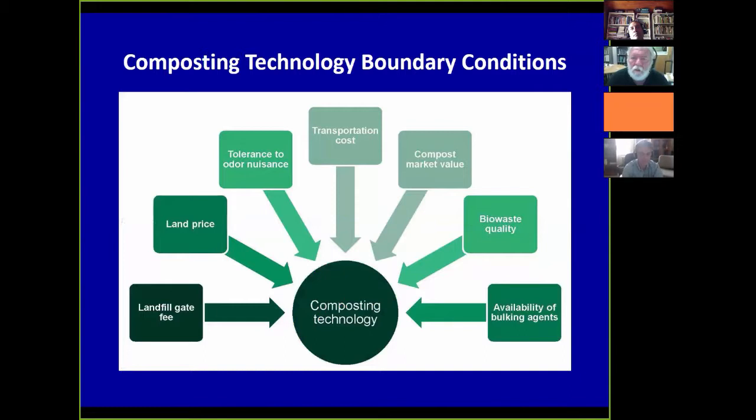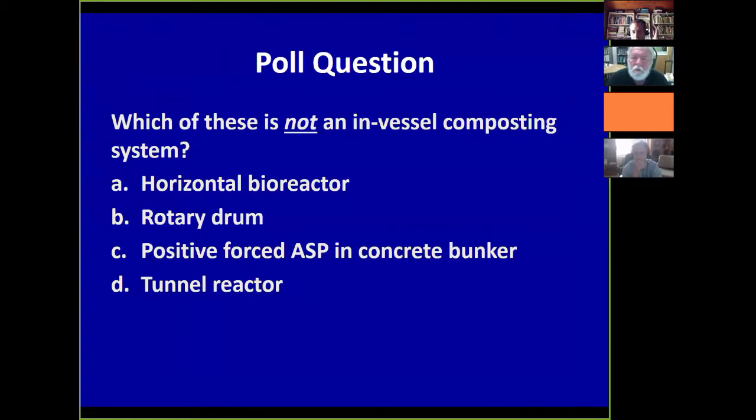All right, let's take another poll question. This is an easy one. We've been talking about in-vessel composting systems. So the question is, which of these is not an in-vessel composting system? A, horizontal bioreactor; B, rotary drum; C, positive forced aerated static pile in a concrete bunker; or D, tunnel reactor. Okay, folks, polls launched and a few of you have responded.